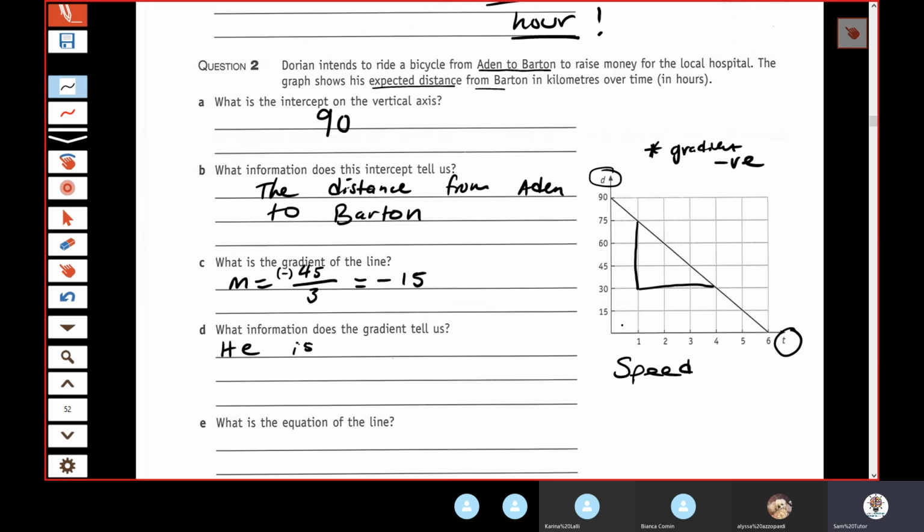Aren't you? Doesn't it mean that you're traveling 15 kilometers per hour? Yes. If you're losing 15 kilometers every hour, that means you're finding the speed. He is traveling at a speed of 15 kilometers per hour. You might have got away with saying he's getting closer each hour by 15 kilometers. Because you said each hour, I think you'll get away with it and get full marks.